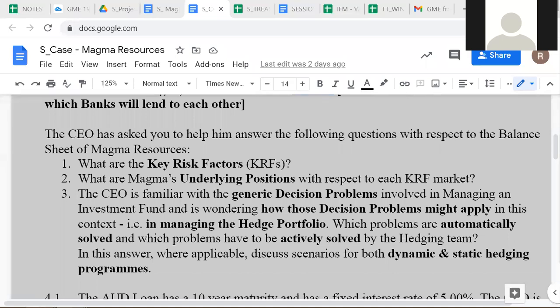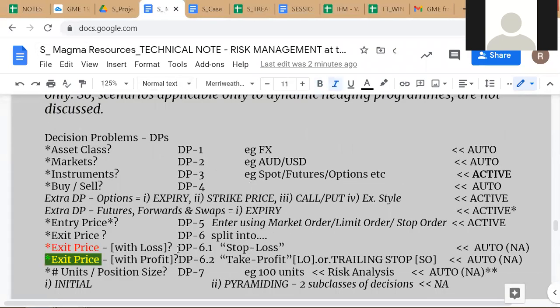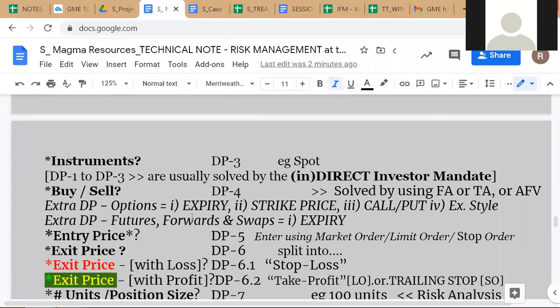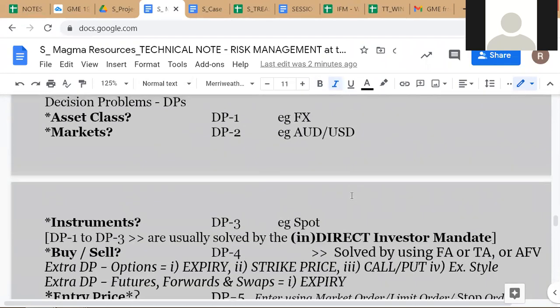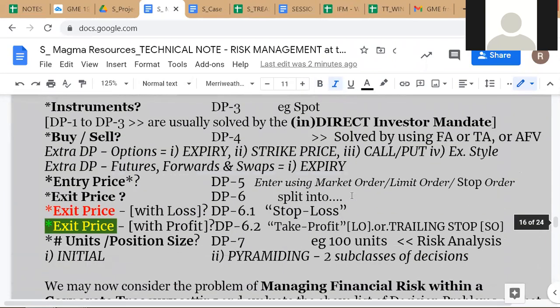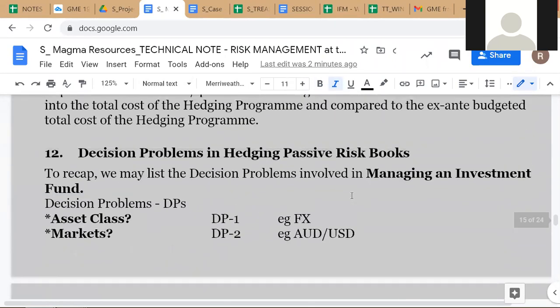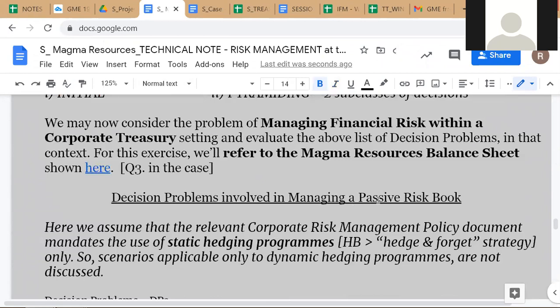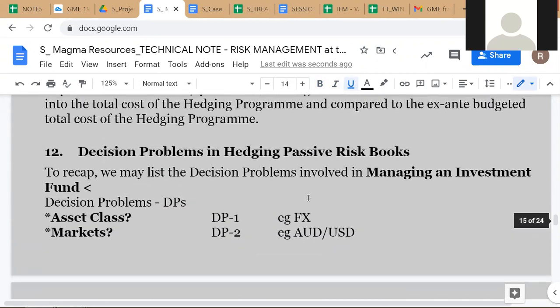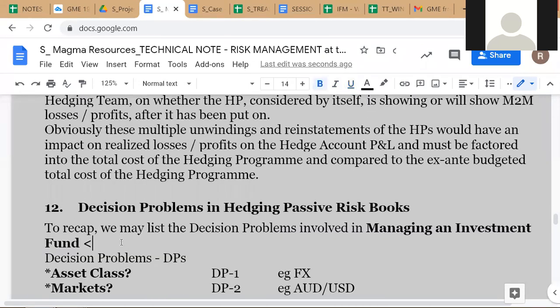Whatever I said just now is related to these. What I was talking about is that we had laid out the decision problems that apply to managing an investment fund, which is an active risk book. Investment fund is an active risk book. Just repeating a little bit. Instead of passive risk book, we will just copy this and say that this is what the CEO is talking about.